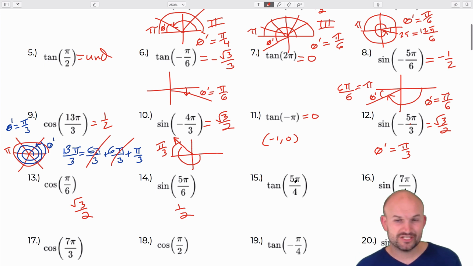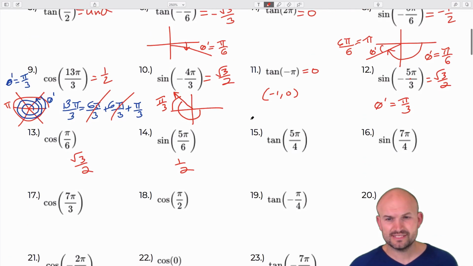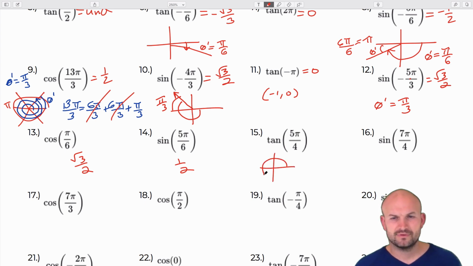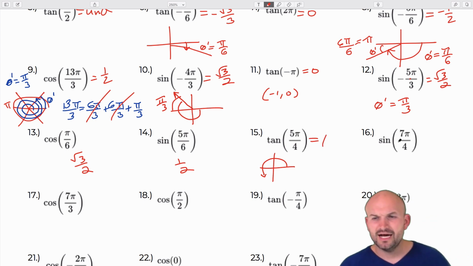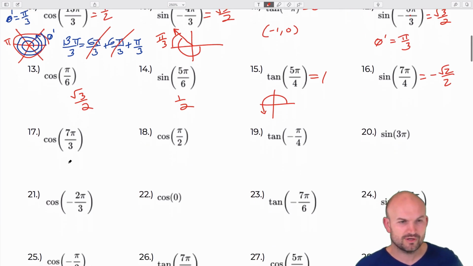5 pi over 4, tangent of pi over 4 is 1, because square root of 2, if you look over here. So we like tangent of pi over 4. That's nice. I just recognize that that angle is going to be in the third quadrant, so therefore that's going to be a positive 1. 7 pi over 4, that is going to be in the fourth quadrant. So therefore sine is going to be negative. So that's a square root of 2 over 2. And again, you guys can follow along with me on the unit circle. Hopefully check all my work.